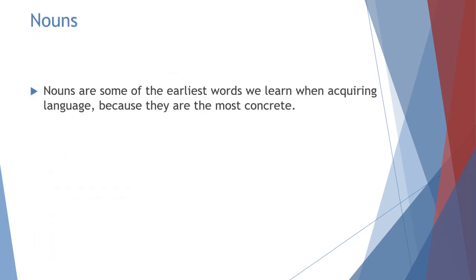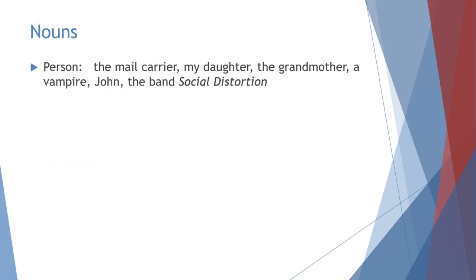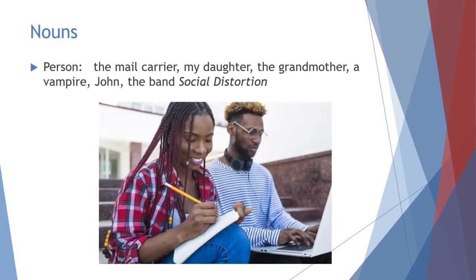Nouns. Nouns are some of the earliest words we learn when acquiring language because they are the most concrete. They denote one of the following: a person, a place, a thing, or an idea. A person: the mail carrier, my daughter, the grandmother, a vampire, John, the band Social Distortion. Even people: Mariah and Jason.